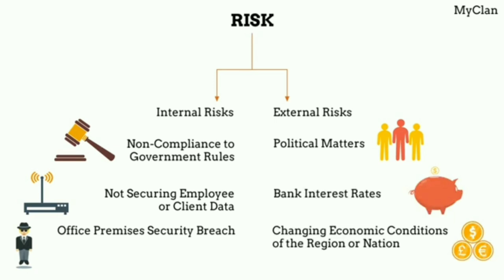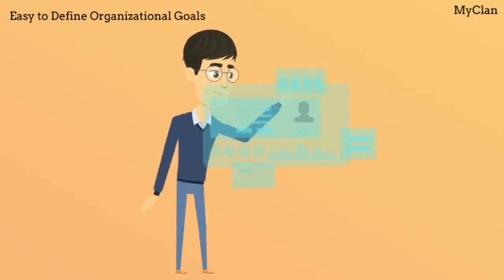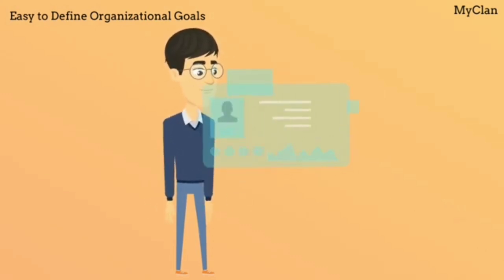In this video, we will see what is the importance of risk management for big corporations. Easy to define organizational goals. If an organization has a risk management plan in place, it will be possible to define concrete goals for the future. When any risk hits such an organization, the employees as well as management will have a fixed action list, and they will know what is to be done.